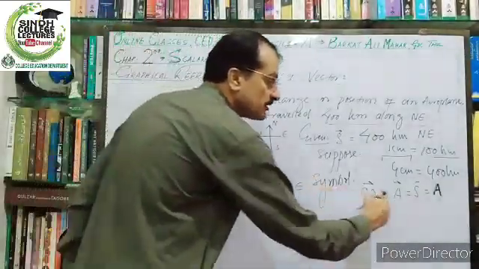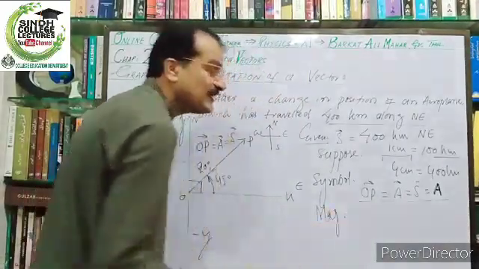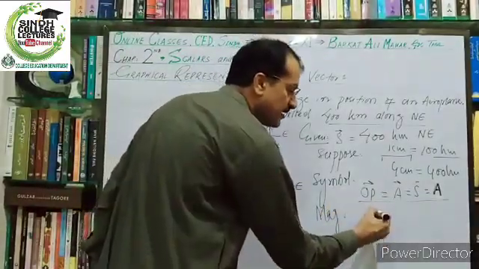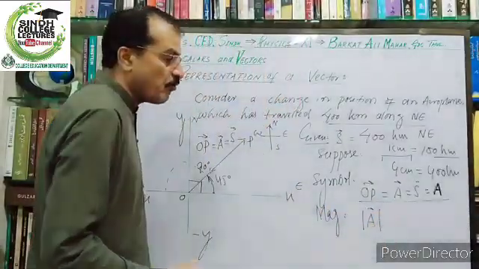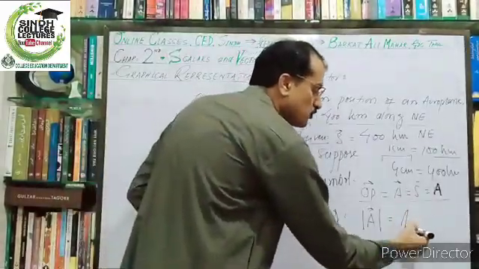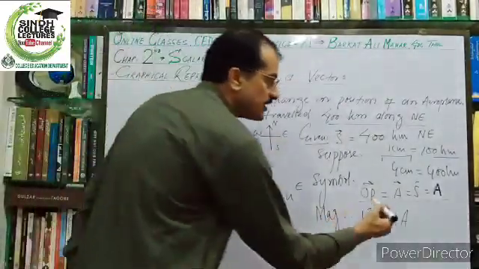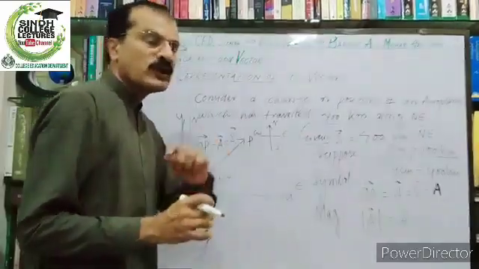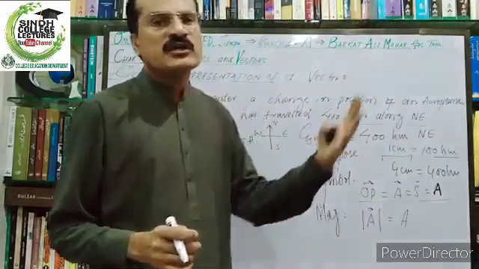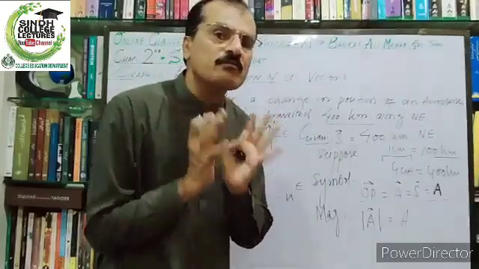But this is a symbol of the complete vector, and if we want to mention only the magnitude of the vector, then the magnitude of a vector is represented like this. For A vector, the magnitude is written as A mod, these lines meaning modulus, or we use the italic letters of the English alphabet. Write in italic letters, whatever scalar quantities there are, like M, F, L, T, time, write them in italic letters. It means we are talking about their magnitude.